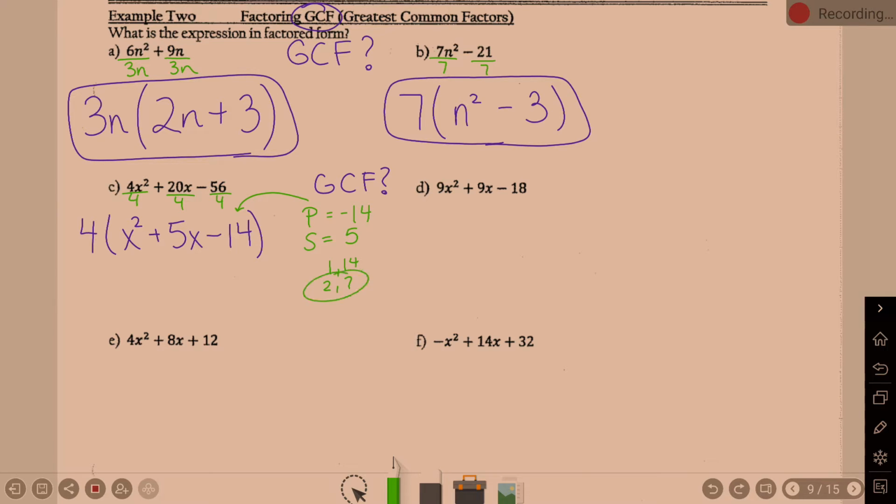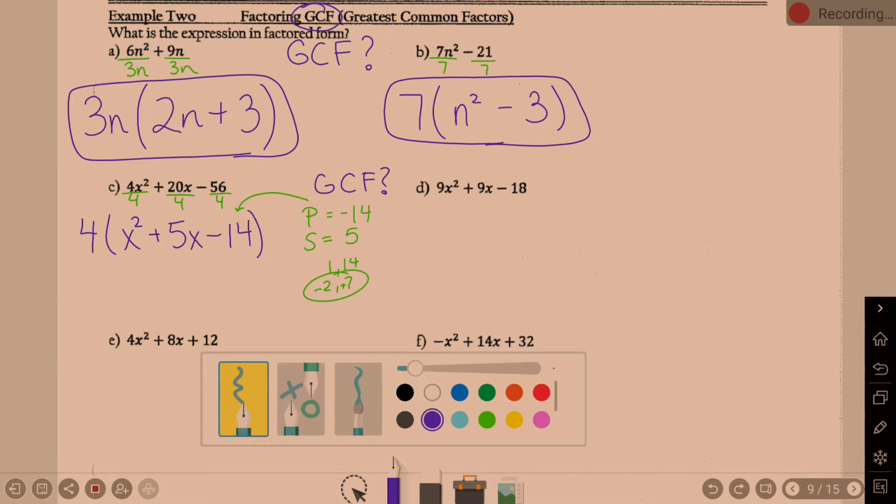If it multiplies to be negative, I need a positive and negative. I need opposite signs. When I add opposite signs, they actually subtract, right? Can 7 minus 2 give me 5? Yeah. So which number's positive, which number's negative? 7 positive, 2 negative, because I need a positive 5x. If I need a positive 5x, I need my bigger number to be positive.